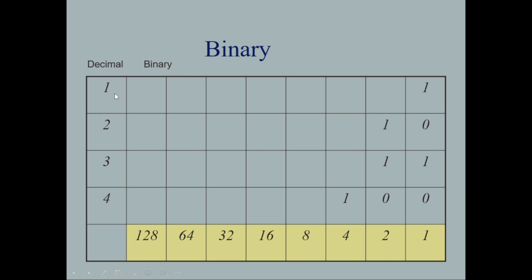So 1 in decimal is also 1 in binary. 2 in decimal is 1, 0: 1 group of 2 with 0 left over. 3 in decimal is 1, 1: 1 group of 2 with 1 left over. 4 in decimal is 1, 0, 0: 1 group of 4, 0 groups of 2, 0 left over.